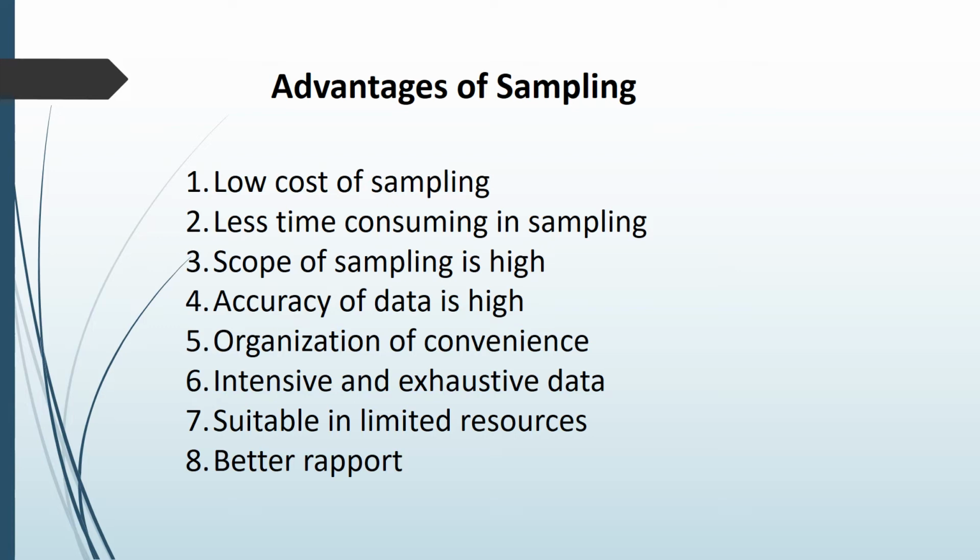Then, the last one is better rapport. An effective research study requires a good rapport between the researcher and the respondents. When the population of the study is large, the problem of rapport arises. But manageable samples permit the researcher to establish adequate rapport with the respondents. Those are the advantages of sampling design in research.